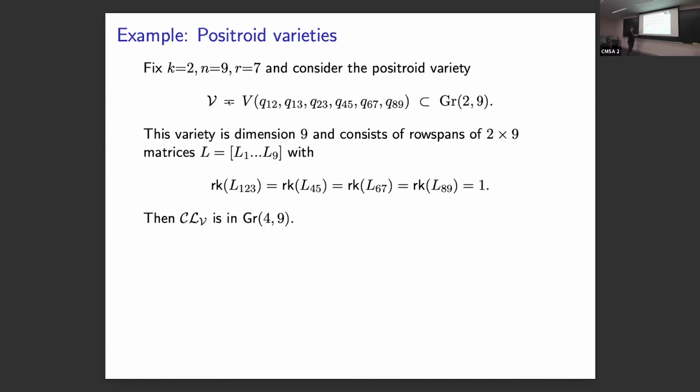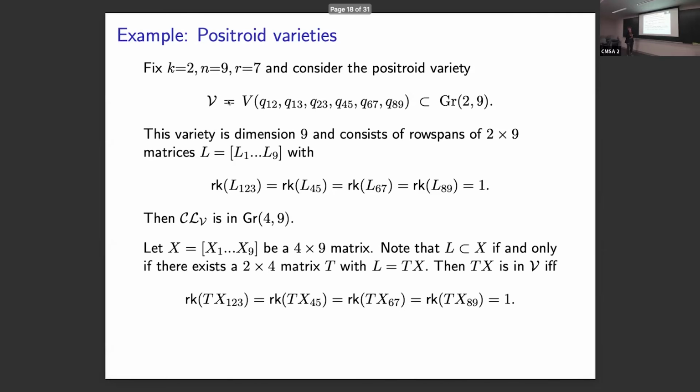And it consists of row spans of matrices with basically the condition that I just said. And if you plug in all the numbers and run the machinery, you end up with the Chow-Lam locus being in GR(4,9). So please bear with me, because this is the one example that I will do in detail so that you can see how this works.